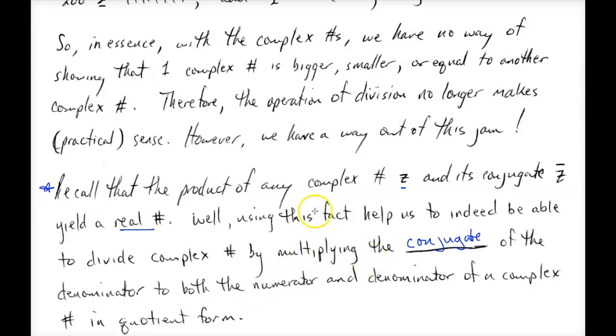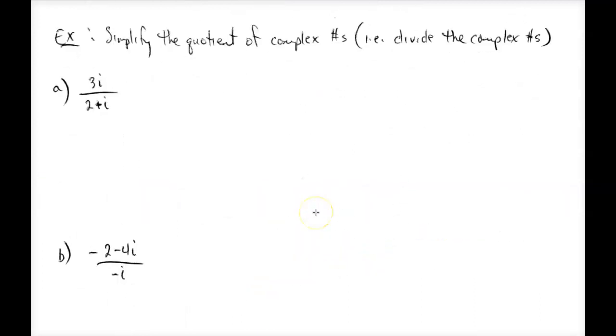And so I'm going to show you what that actually looks like here. For this example, we see that we have a complex number in the denominator. The conjugate of that complex number is going to be 2 minus i. So what we're going to do here is equivalently multiply this complex number by 1, because we know 1 times anything is just that anything.